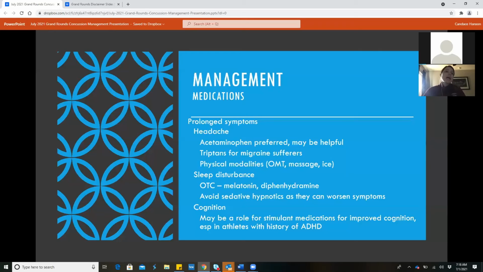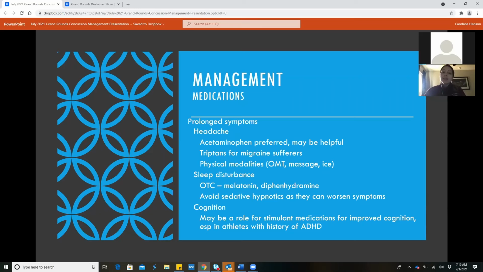So prolonged symptoms, headache, acetaminophen is definitely preferred and can be helpful for headache control, but you want to make sure that you are taking into account whether the athlete has a headache or doesn't have a headache, as opposed to whether it goes away with medication. So if they had a headache that they needed to treat, that's still something we need to consider as a symptom. And then migraine sufferers who might be having post-concussion migraine, triptans can be helpful to control their symptoms.